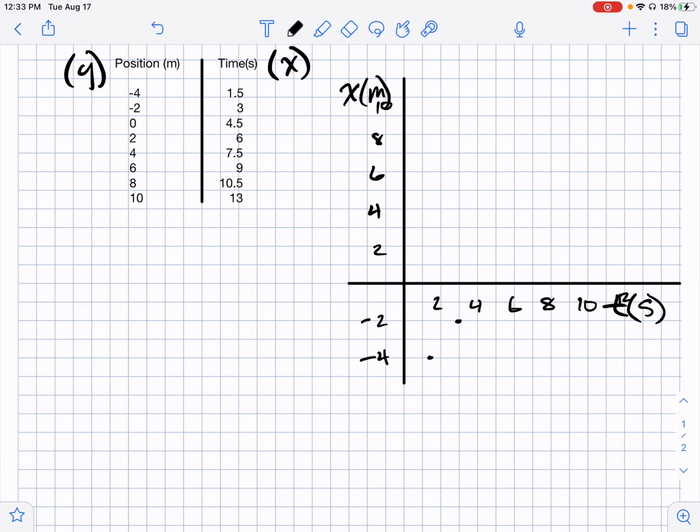And then we have 0 meters at 4.5 seconds. And then 2 meters is 6 seconds. 4 meters, 7.5 seconds. 6 meters, 9 seconds. 8 meters, 10.5 seconds. Put right there. And then 10 meters is going to be 13 seconds.